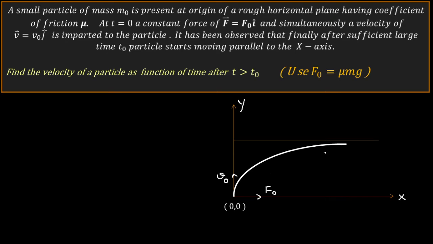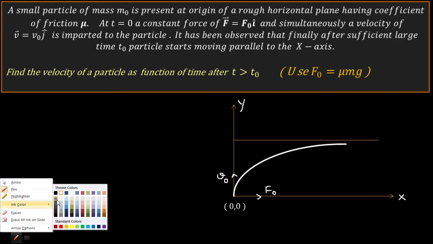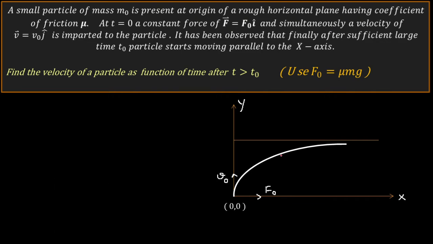Now it was told that the particle will move parallel to the x-axis after a large amount of time. The reason it moves parallel to the x-axis is because of the friction. Here we know that friction always acts in a direction opposite to the direction of motion. So let's say at a particular point P, the velocity V is in this direction, which is tangential to this path. Then obviously friction would also be tangential, but in the opposite direction. This is the direction of the frictional force.